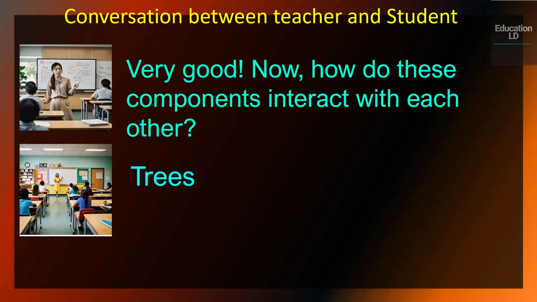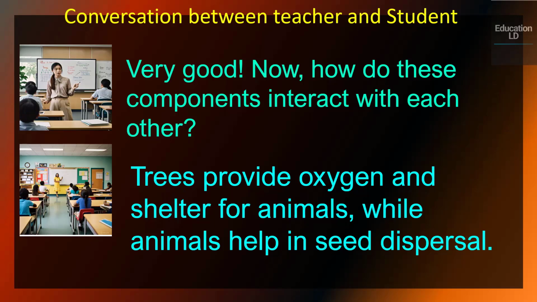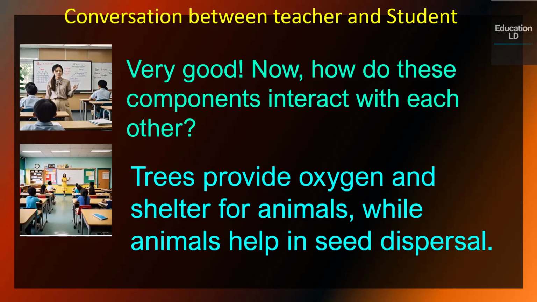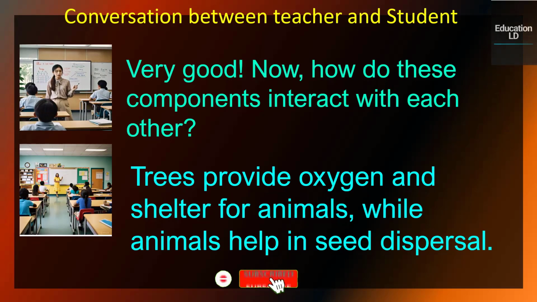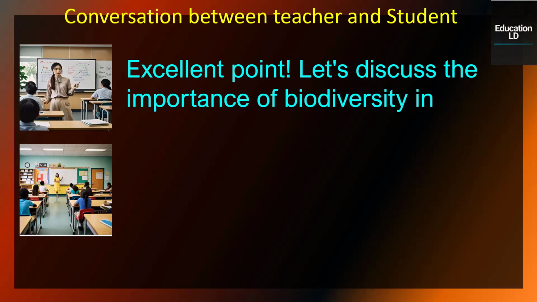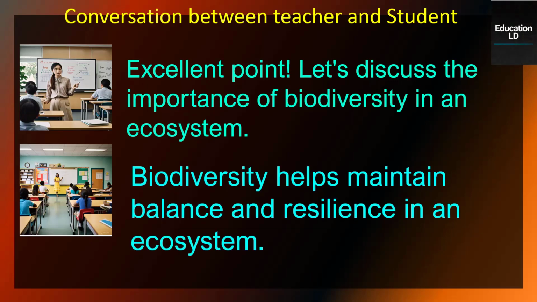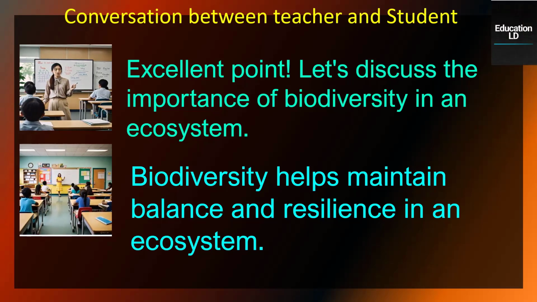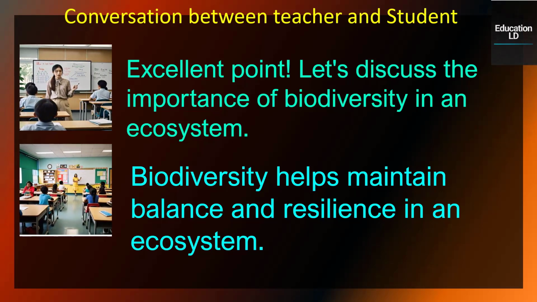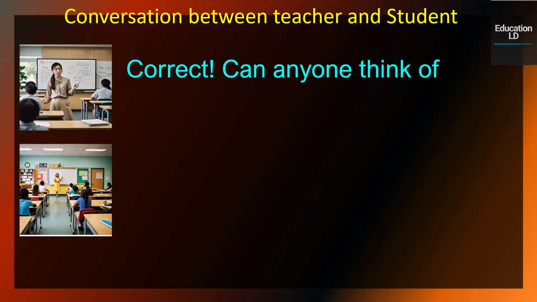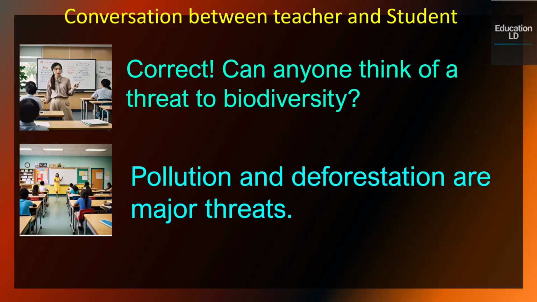Teacher: Very good. Now, how do these components interact with each other? Student: Trees provide oxygen and shelter for animals, while animals help in seed dispersal. Teacher: Excellent point. Let's discuss the importance of biodiversity in an ecosystem. Student: Biodiversity helps maintain balance and resilience in an ecosystem. Teacher: Correct. Can anyone think of a threat to biodiversity? Student: Pollution and deforestation are the major threats.